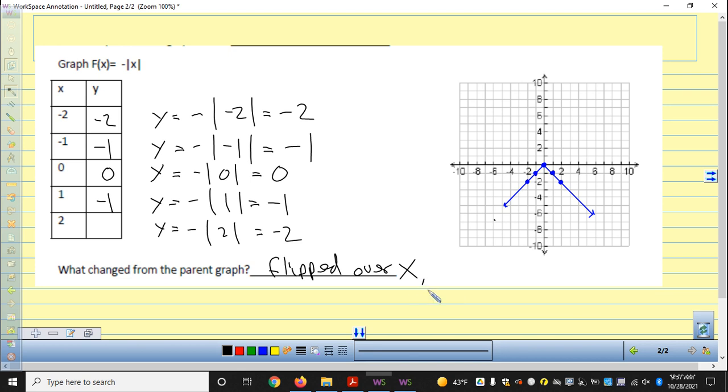We could say it flips vertically. We could say it's reflected, something like that. So this negative in front made it reflect or flip over the x. All right, questions there? Okay, let's do another one.